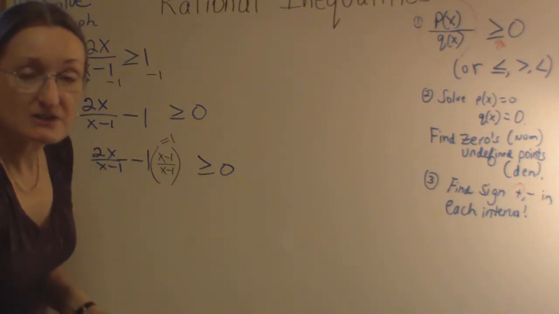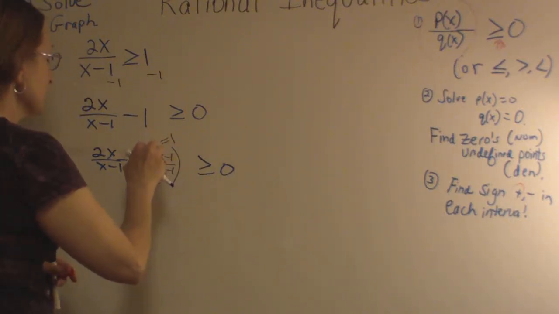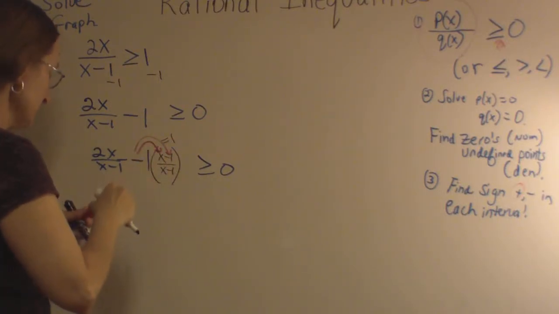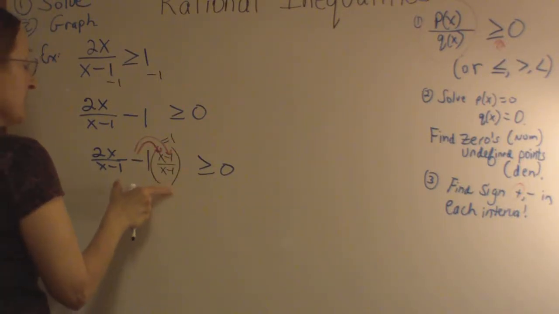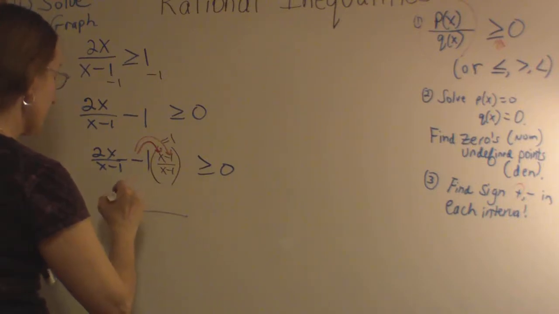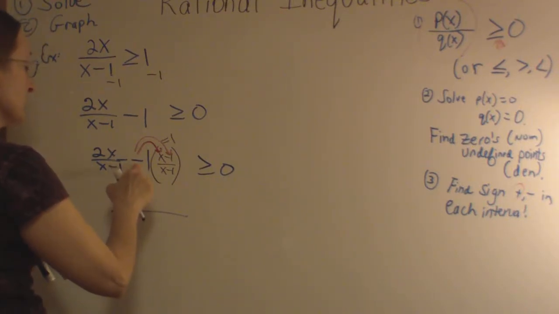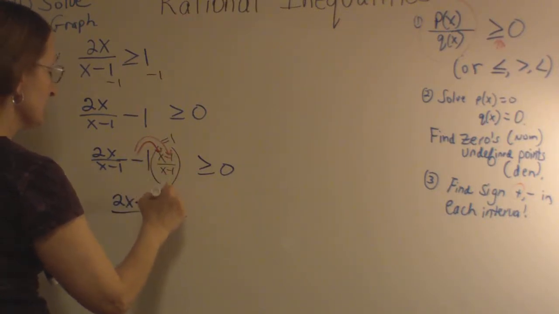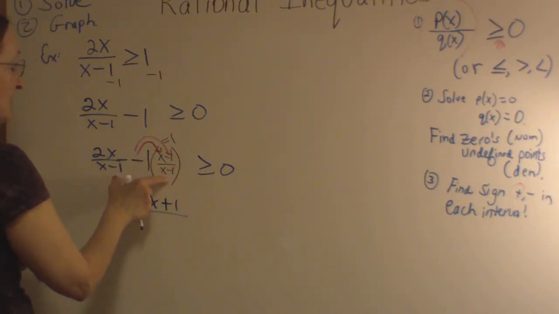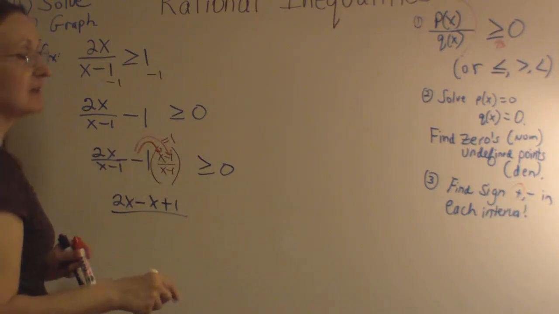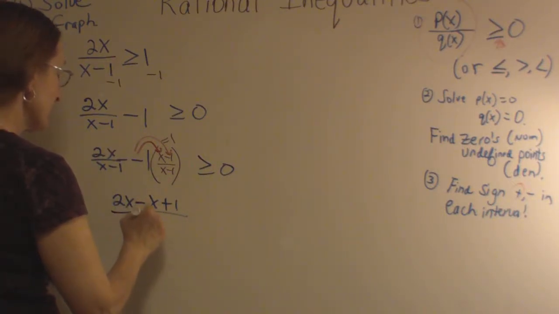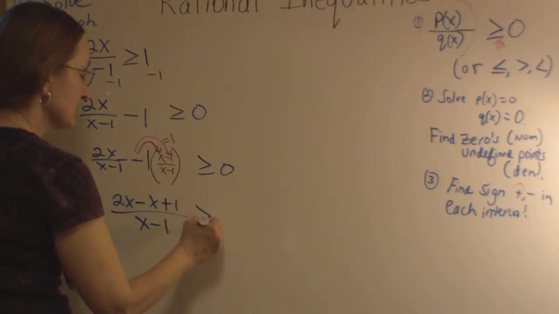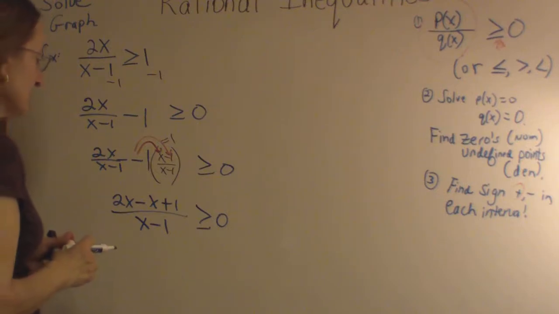So then, now I can use the distributive law to just multiply this negative 1 by x and then the negative 1 by negative 1. So I can rewrite the numerator now as 2x, and then minus 1 times x is minus x, and minus 1 times minus 1 is plus 1. And since I just have the same denominator on both terms, now I can just write that denominator once, x minus 1. And all of that will be greater than or equal to 0.